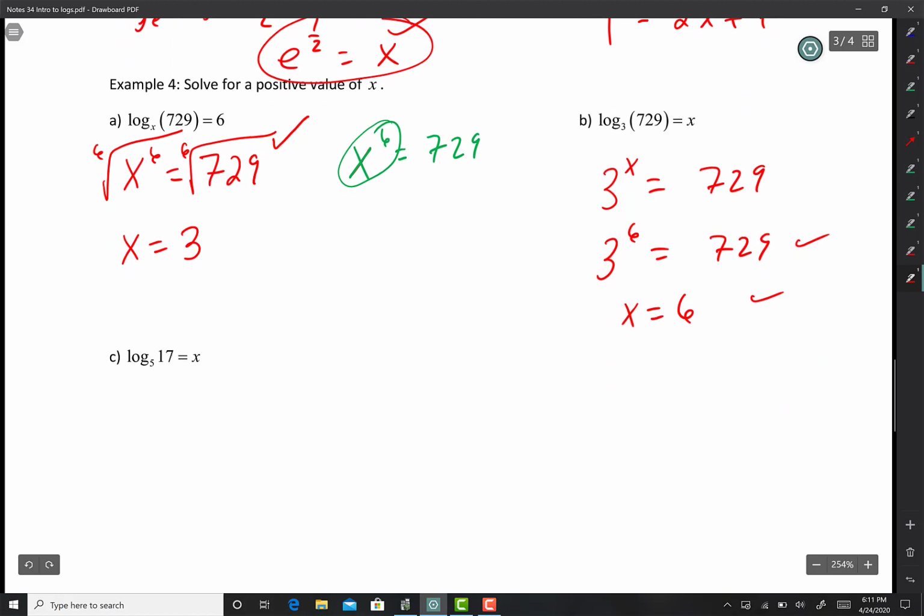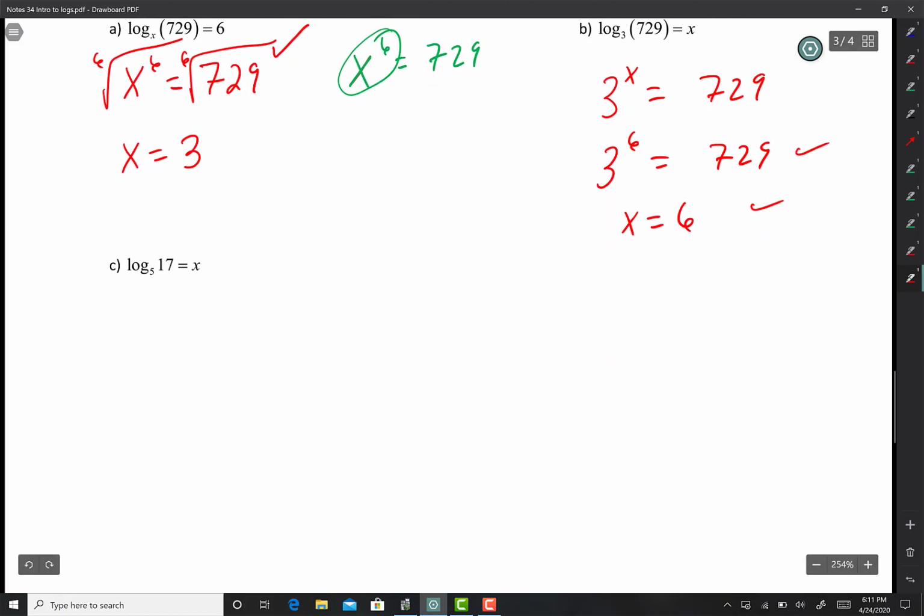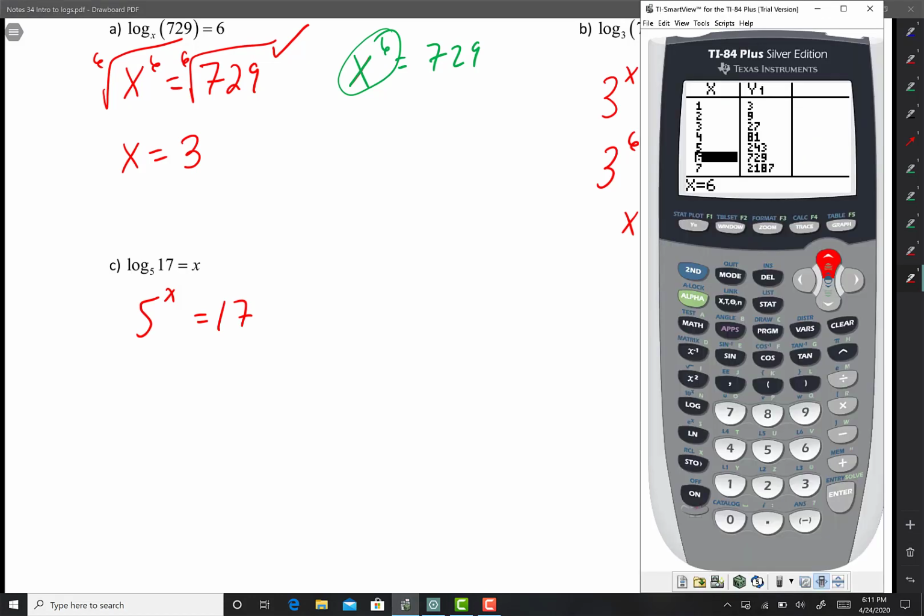Now look at this one here. This one says log base 5 of 17 equals x. So it's not going to be perfect. So I'm going to write 5 to the power x equals 17. I'm not trying to insult your intelligence, guys, I'm just trying to explain here. I know a lot of you are going to say, well, 5 to the power 1 is 5, and 5 to the power 2 is 25, so obviously it's not going to be an integer. If you go to your calculator and put in x, and I go to my table, you can see that it doesn't equal 17 at 1 or at 2. So it's obviously not perfect.